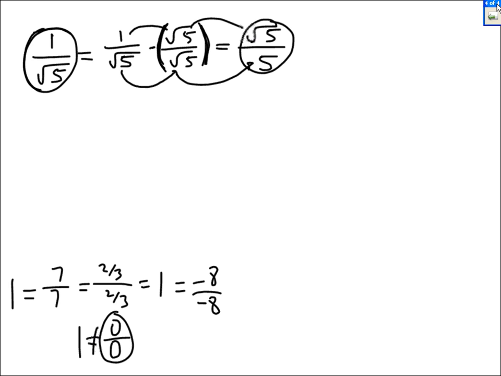I mean, 1 over square root of 5 surely equals itself times 1. Square root of 5 over square root of 5 is 1. 1 over square root of 5 times 1 definitely equals square root of 5 over 5.